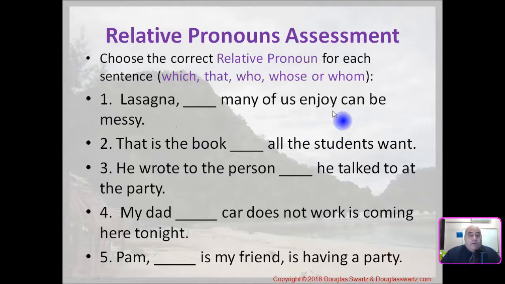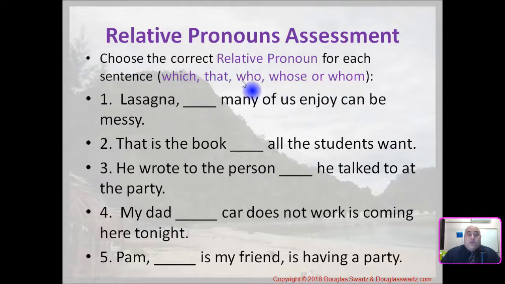Number 1, lasagna, blank, many of us enjoy, can be messy. Number 2, that is the book blank all the students want. Number 3, he wrote to the person blank he talked to at the party. Number 4, my dad blank car does not work is coming here tonight. Lastly, number 5, Pam blank is my friend is having a party.